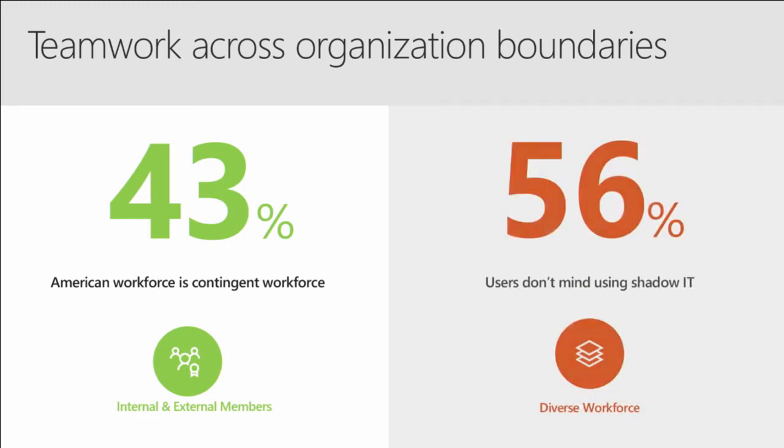And according to a survey which we did before Ignite, 56% of people agreed that they won't mind using any shadow IT tools if their task was not accomplished by IT-approved technologies, which is a pretty scary number. Yeah. The good news is that we at Microsoft have a solution to both of these problems. Guest access in Outlook lets you collaborate with external people in a very simple and seamless way. And our IT admin policies make it more safe and secure.